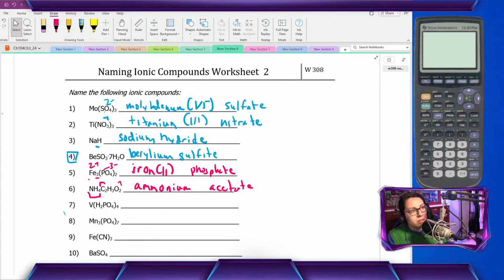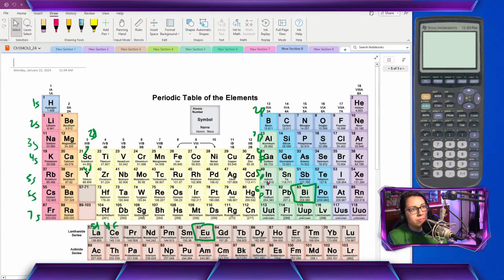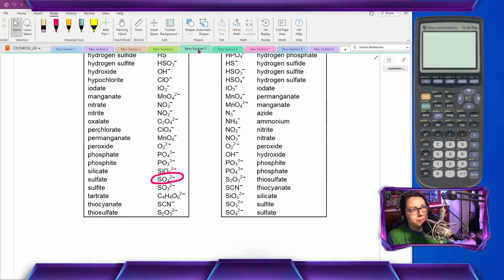And so let's look at H2PO4. So our V is vanadium. I'll at least write vanadium, but we have to determine its oxidation state. It's a transition metal. Again, go ahead and find it. Oh, there it is. Okay.